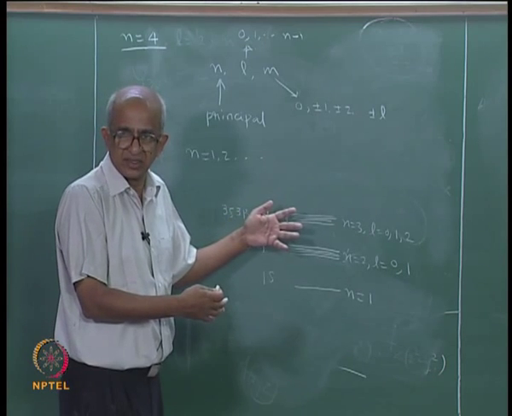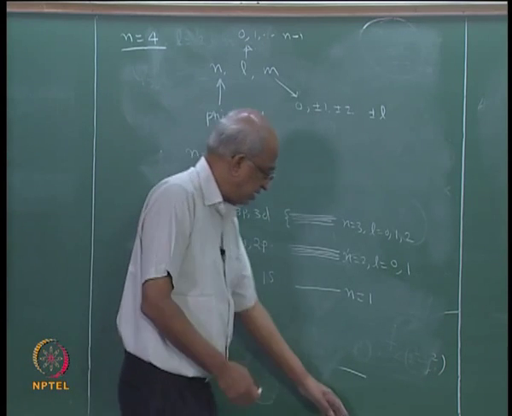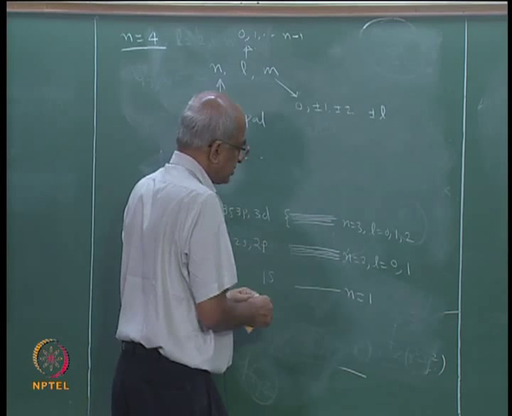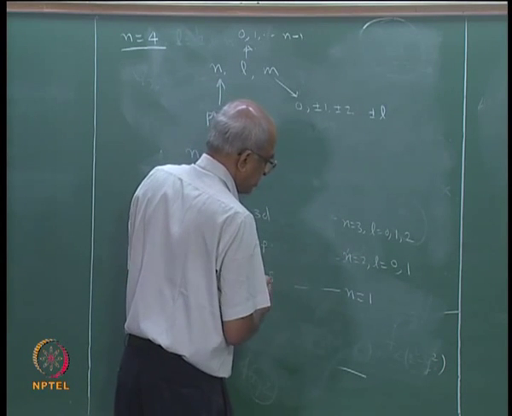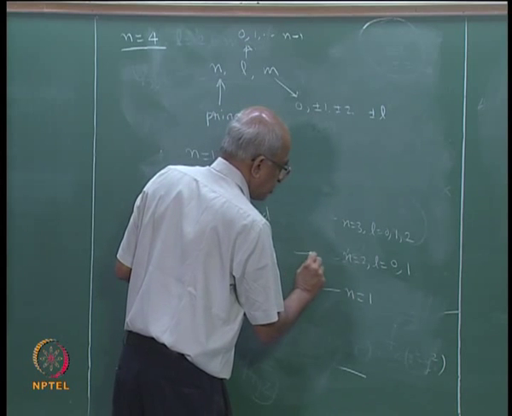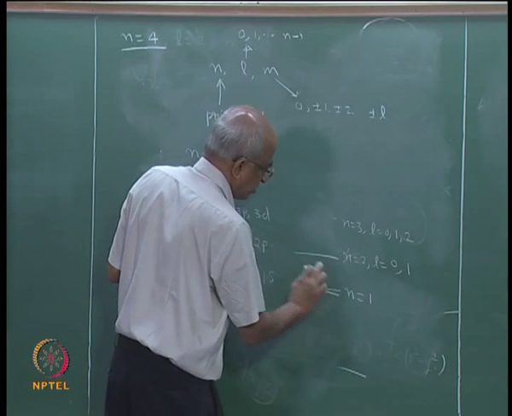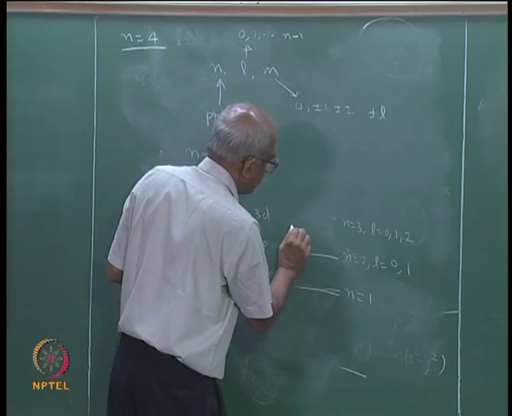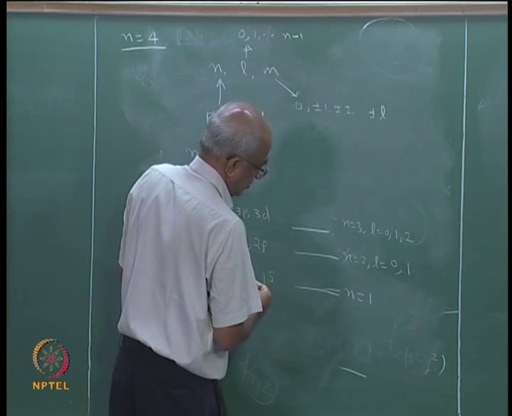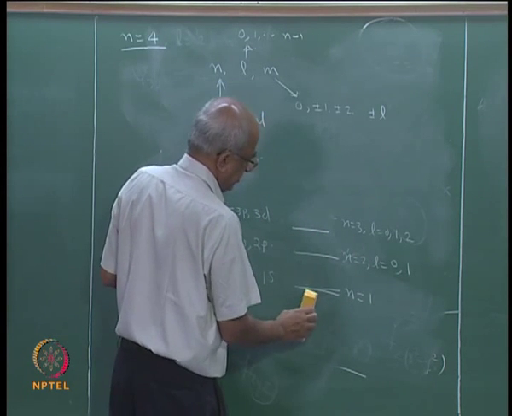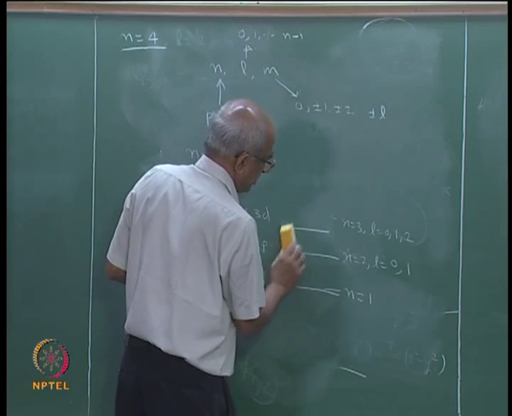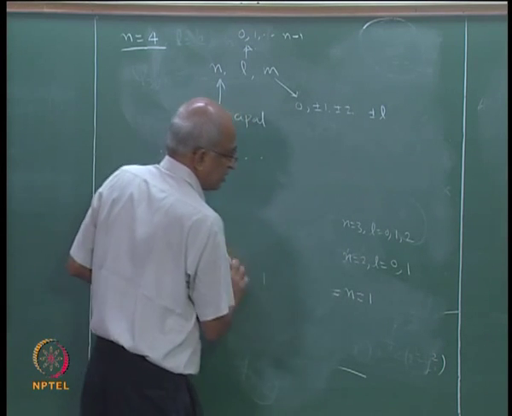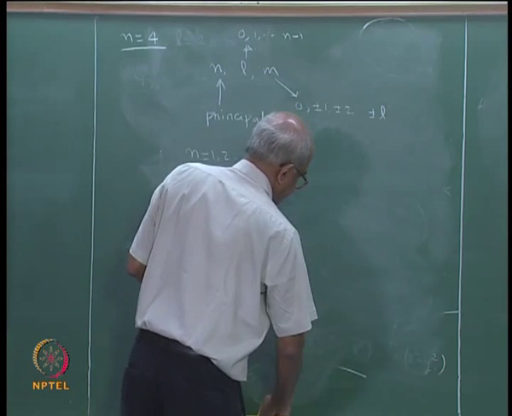They are all degenerate. If I do not represent the degeneracy, let me not worry about it, because that is difficult to represent. This is n is equal to 1, that is n is equal to 2, then n equal to 3, maybe I am not drawing it correctly, because the energy separation has to be realistic. So, let me draw one more figure.